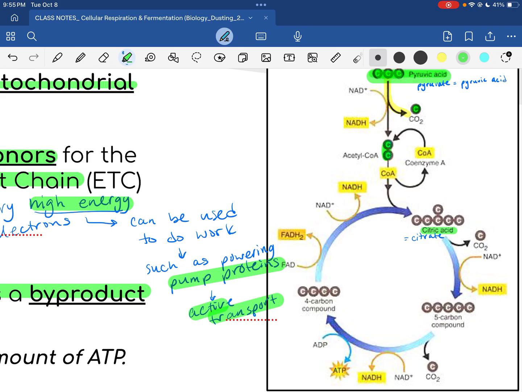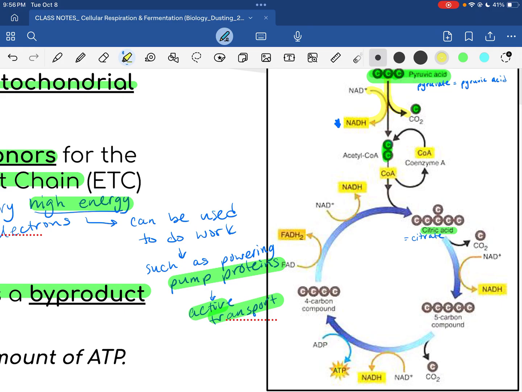Okay, now this first step here of going from pyruvate to acetyl-CoA also produces an NADH. So here NAD plus is changed into NADH, and now we've got a high energy electron donor, right? So here we've got an electron carrier over here, or an electron donor that's got high energy electrons in it, okay?